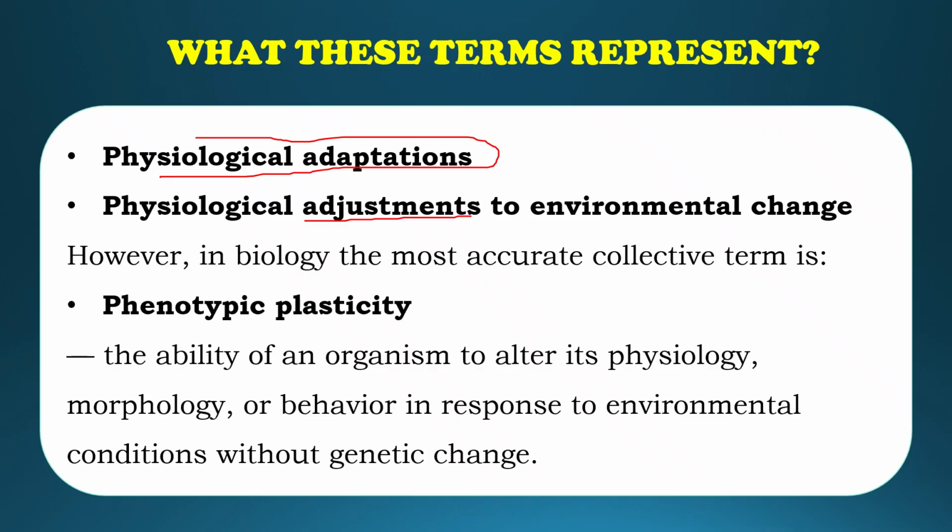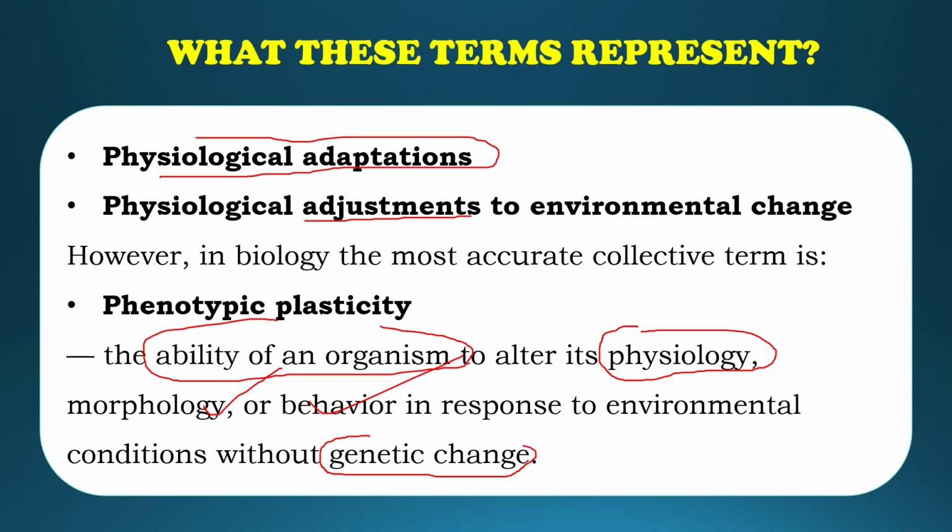However, in biology, we can call these terms collectively phenotypic plasticity. That is the ability of an organism to alter or change its physiology, morphology or behavior in response to environmental conditions through genetic or non-genetic change. Sometimes it could be a genetic change, it could be a non-genetic change. Particularly if you talk about acclimation or acclimatization, it is a non-genetic change. So it is a physiological adjustment or a phenotypic plasticity. Now let us understand these terms one by one.